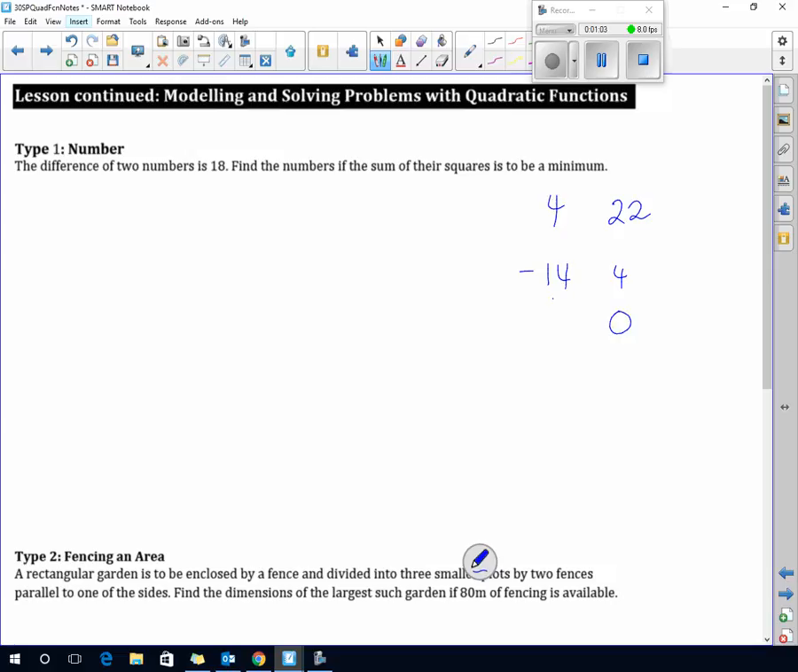So we have to decide, do we want x to be the smaller of the two numbers or the bigger of the two? It doesn't matter. Just designate it. So x is, we're going to say, the smaller of the two numbers. What's the other number? So if this is my smaller number here, that's x. How did I generate this one?